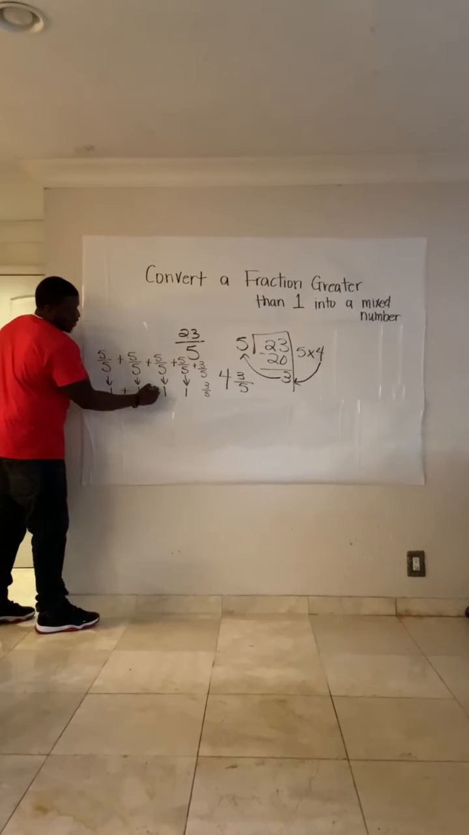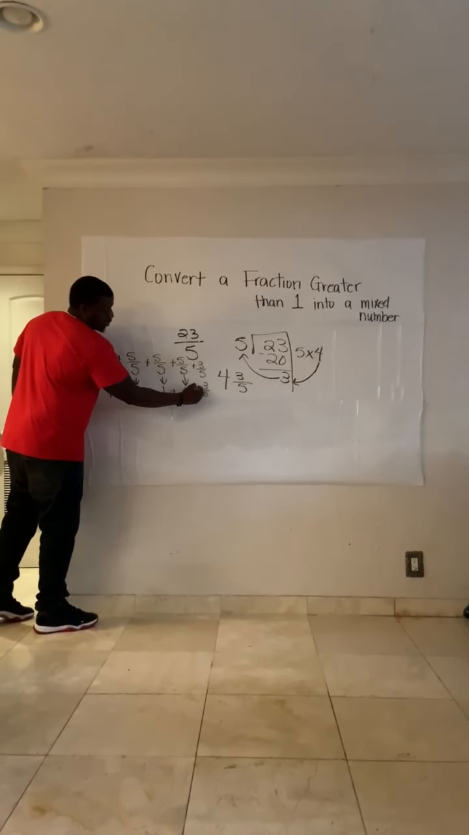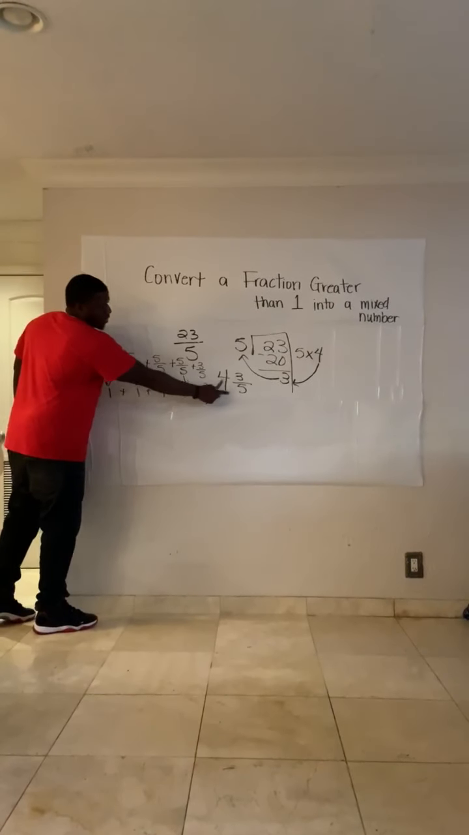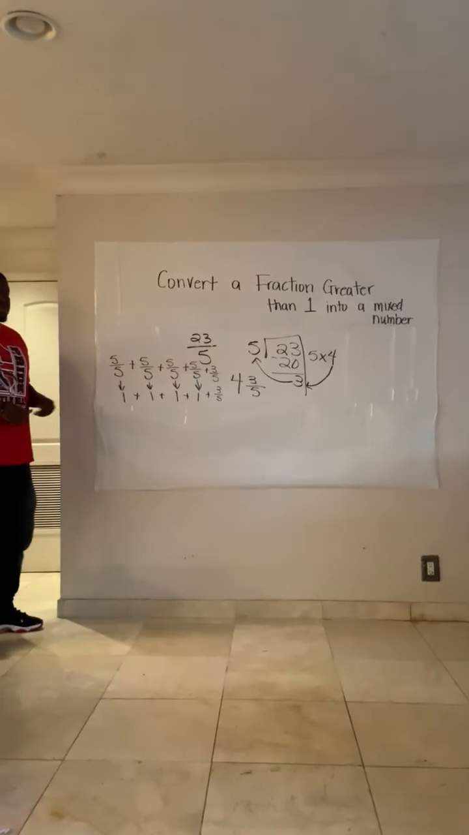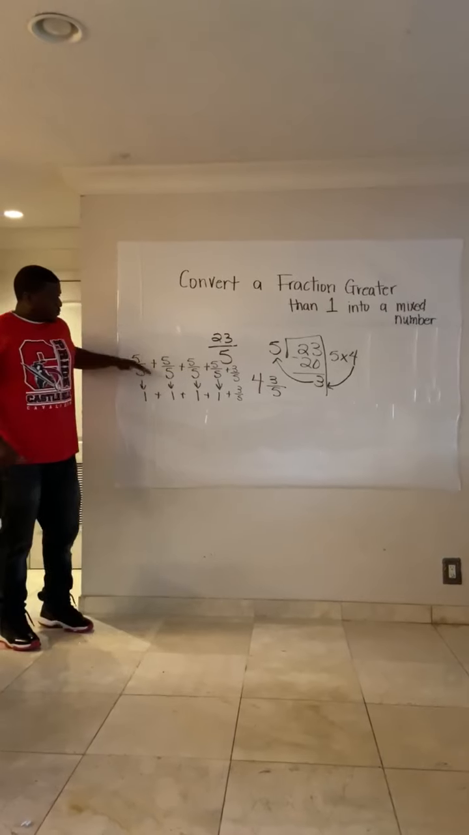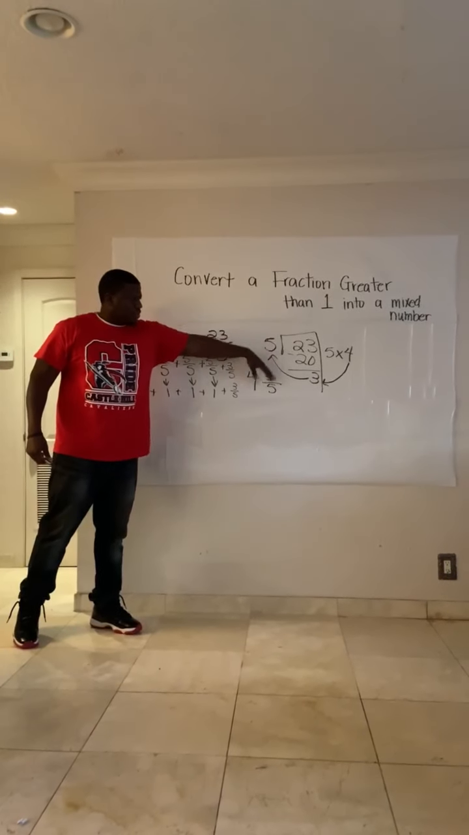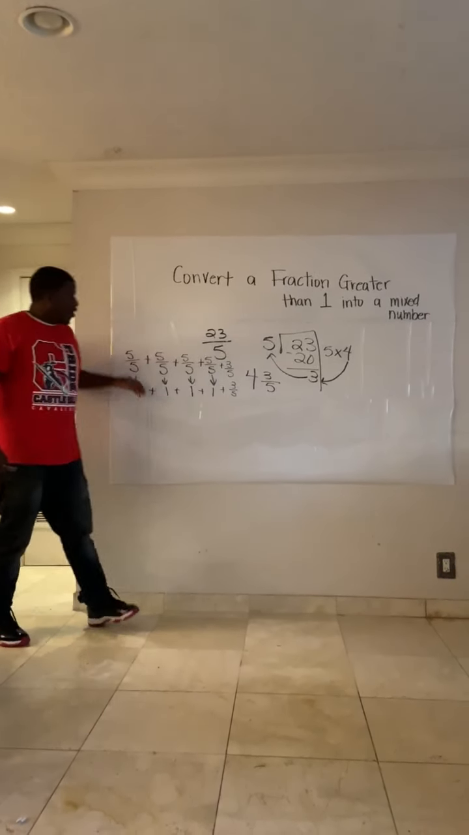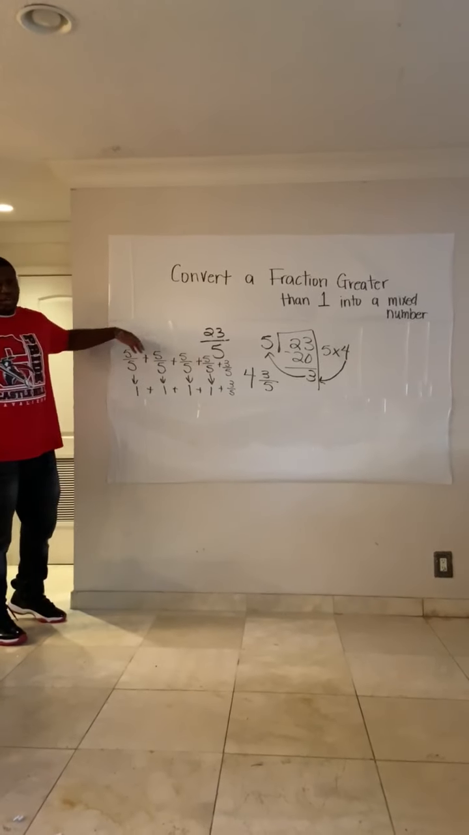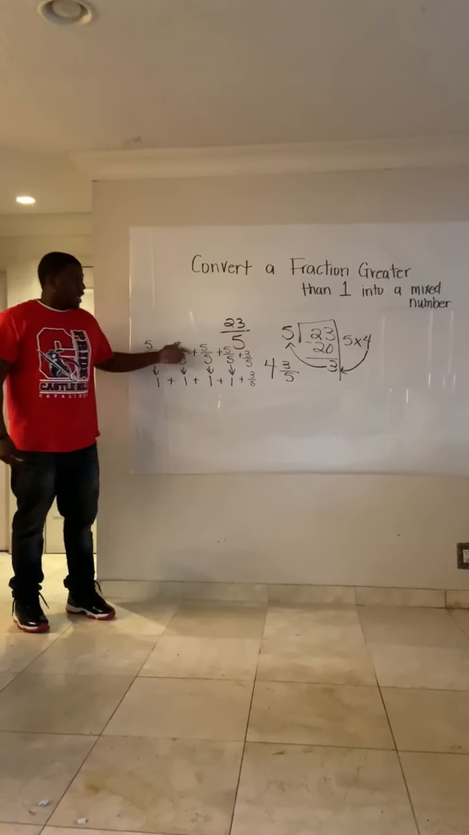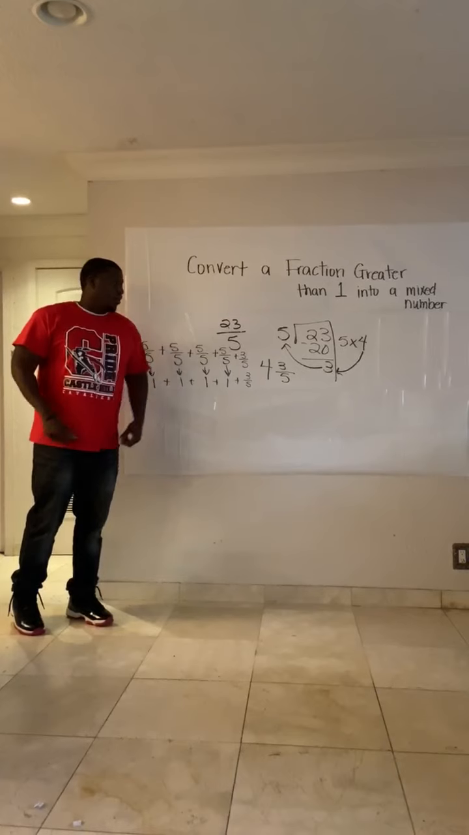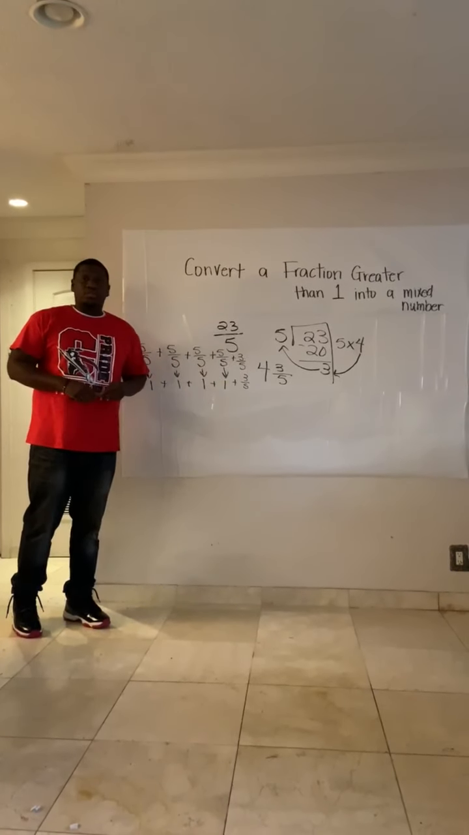If I add all of my wholes together, I would get 4 wholes, and then I add my fraction, I would get 3 fifths. So I can do division in order to find my mixed number, or I could break it apart, partition it off into wholes, and repeatedly add until I get to 23 fifths or 4 wholes and 3 fifths.